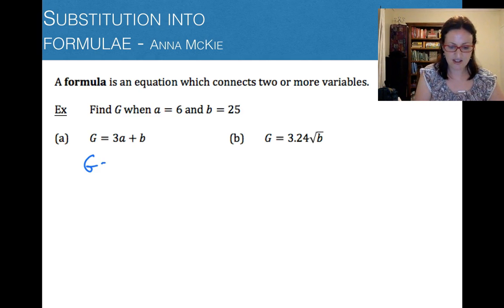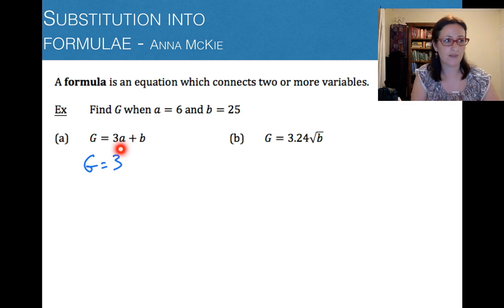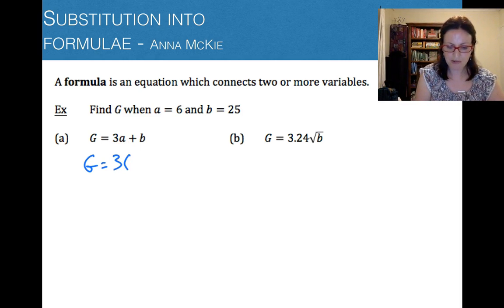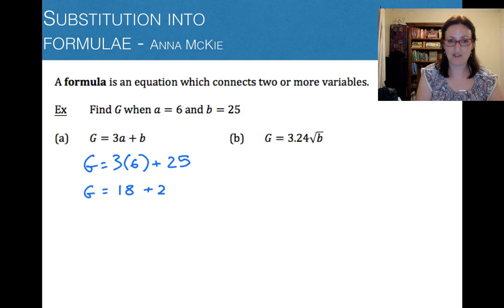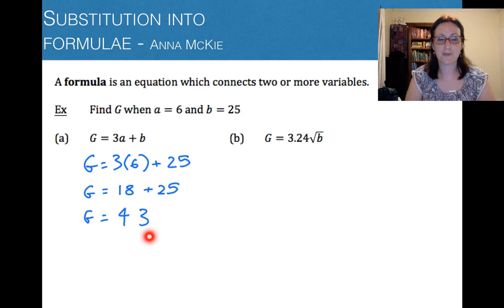So let's write that out. So we have G is equal to 3. Now remember, when there's two things sitting next to each other and you can't see what the operation is, it's a multiply. So we either write a multiply or sometimes we write it in brackets. And then add on where you had a B, you're now subbing in 25. And let's work out one part of it at a time. 3 times 6 gives us 18, add 25. Having your calculators handy so that you can help me as I go along in this video. 18 plus 25 is what? 43. So that's the answer for part A.